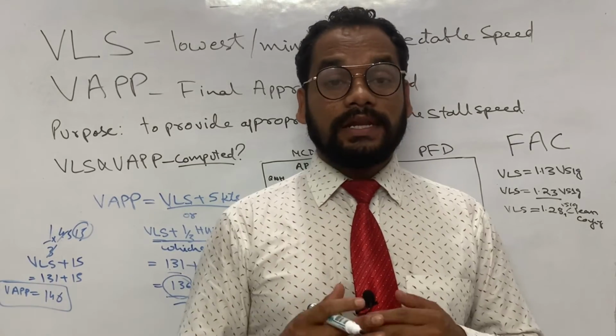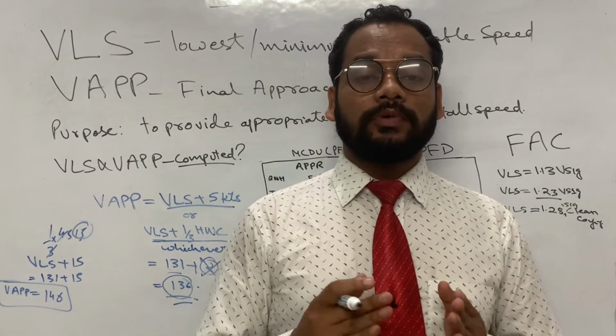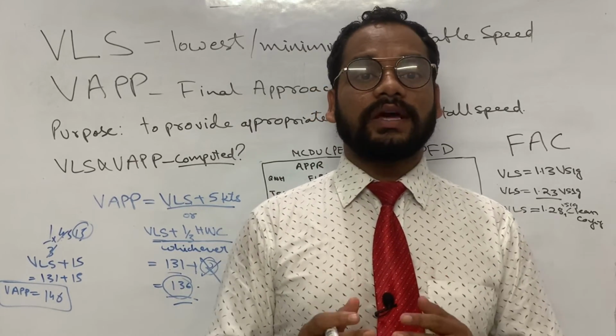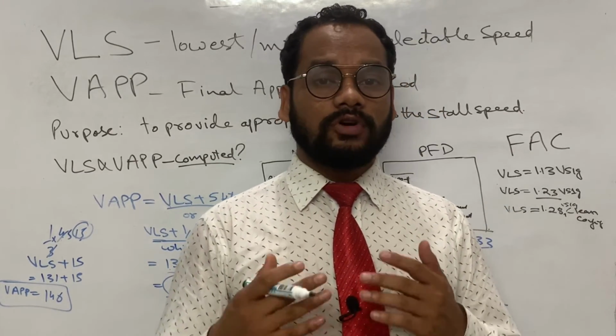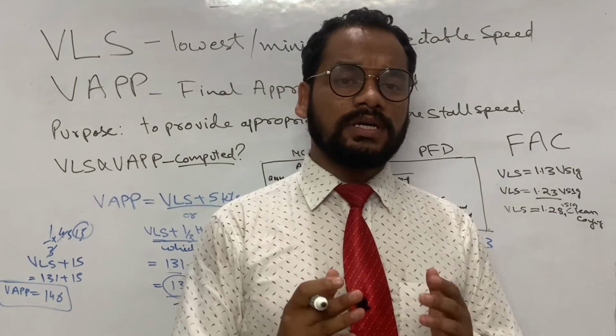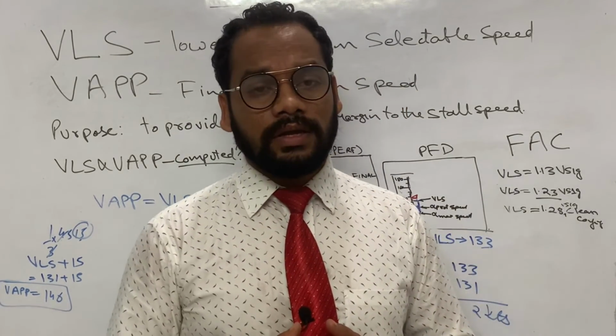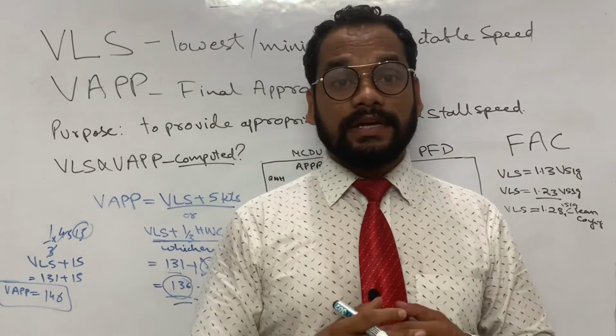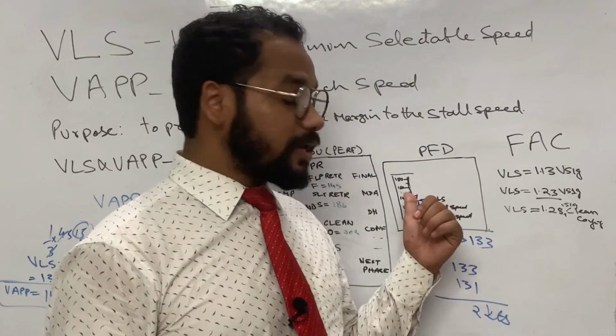VLS in config full, that is 1.23 VS1G in config full, is equivalent to your VREF, that is the reference speed in case of normal final approach. That means the case in which you are preferring full flaps for landing. Next thing, VLS is available in normal law also and in alternate law also.